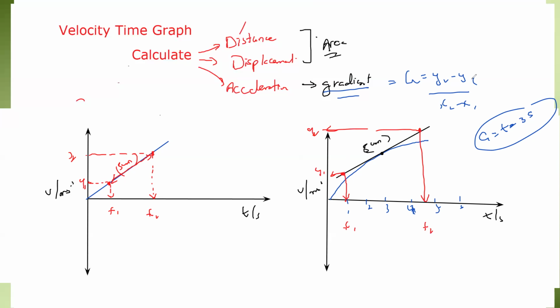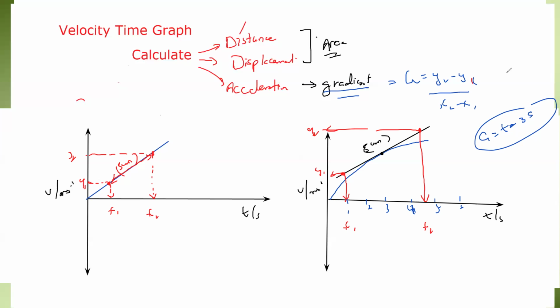And then use a formula for the gradient, right, which is y2 minus y1 over x2 minus x1. That will give us the acceleration of this object when time is equal to 3 seconds. Because it's a non-linear graph, it means the acceleration is continuously changing. So we draw a tangent at a specific point where we want to determine the acceleration, and work out the gradient of the tangent.